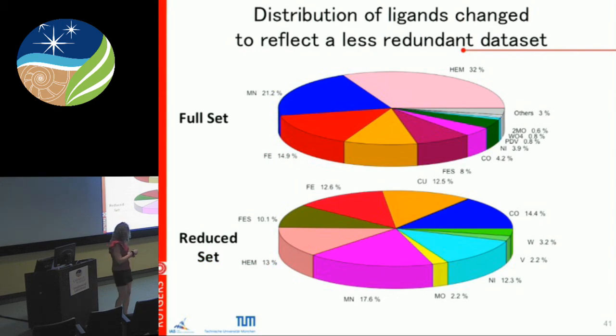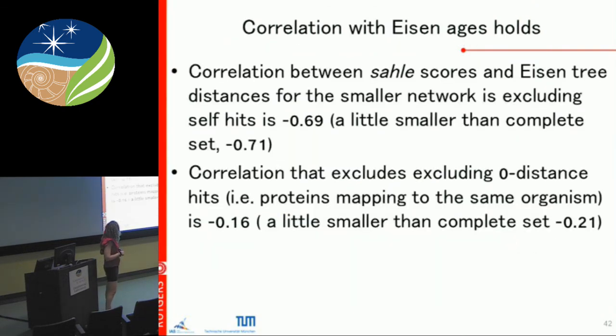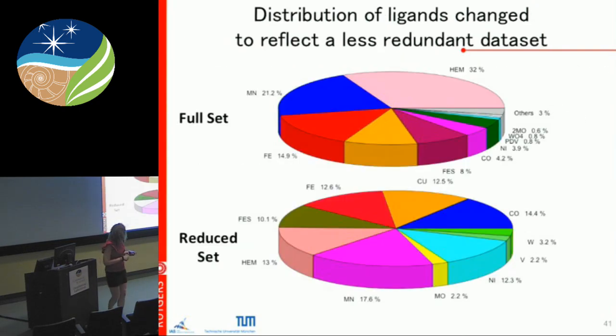And excuse me for the switch of colors, but in the time that I had, I wasn't able to reproduce the pie chart. I didn't realize that this was going to happen. But you see that the distribution of the individual metals is actually very different from the distribution here. Right?